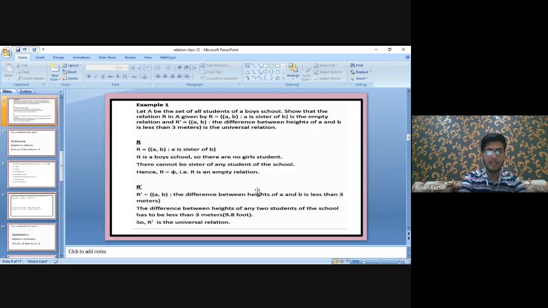Now we will study both types through some examples. So now there is an example. It says: let A be the set of all the students of a boys school.